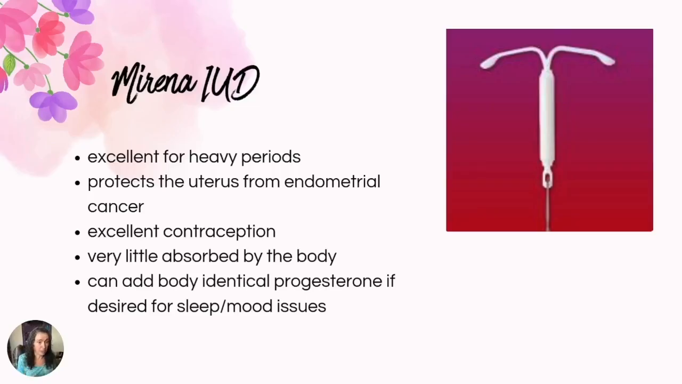It's excellent for contraception. It will also protect your uterus from endometrial cancer. For the lower dose one, the Kyleena, there's not as much evidence, but the Mirena can be used for endometrial protection. There's very little of the hormone that's absorbed by your body, so if you're very sensitive to hormones, there's usually very little that you're actually feeling in your body. And like I said, you can also use a bioidentical progesterone as well if you want this for period control and contraception, but you still want something to help with the sedating calming effects. You can use the two in combination.